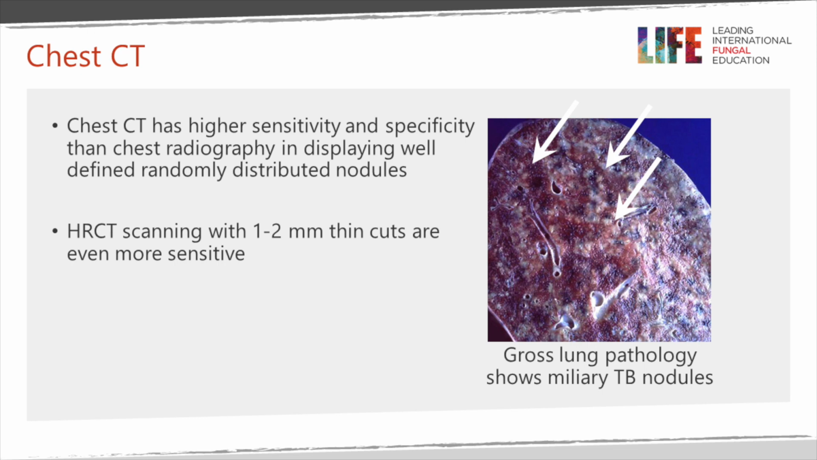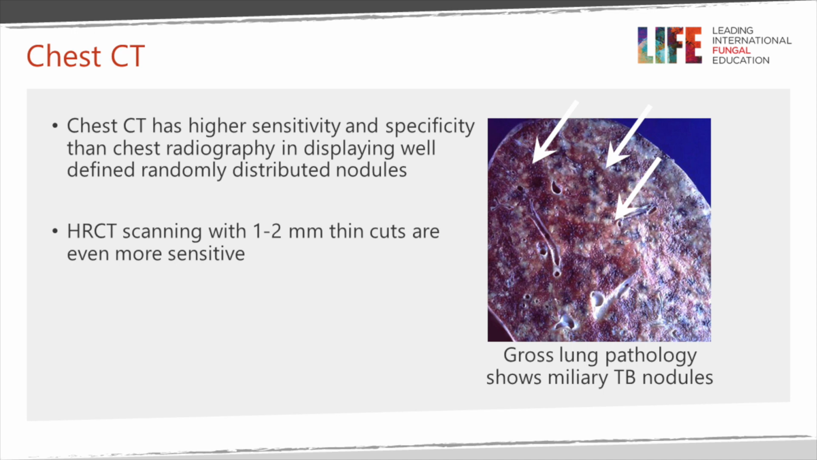The pathological specimen shows what we're trying to image on the CT scanning. These are the small granulomata scattered throughout the lung. CT is a much more sensitive and also a much more specific way of demonstrating these lesions because it gives you no superimposition of the nodules. You can see how well they're scattered through the tissues.